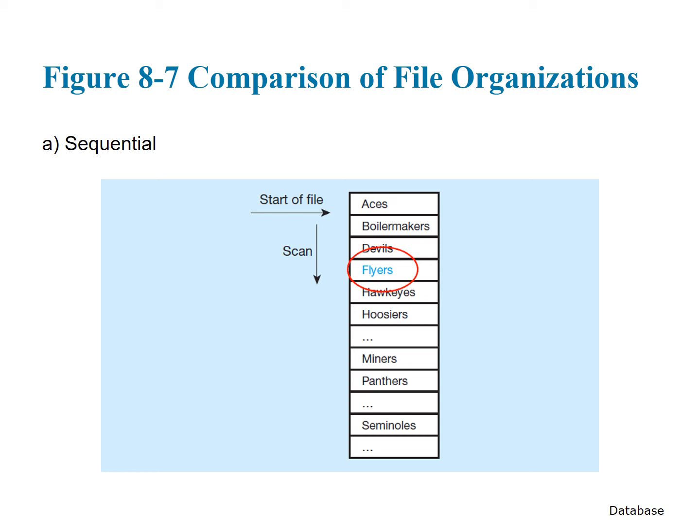Figure 8-7, comparison of file organization. A. Sequential. When data is arranged sequentially, you can cut the search space in half each time you look. For example, suppose you wanted to find Flyers. First, we get the middle item. Suppose it was Hoosiers. Since Flyers comes before Hoosiers, you know it has to be in the group before Hoosiers. So then, look in the middle of that group. Suppose this item was Devils. At this point, you know it has to be between Devils and Hoosiers.